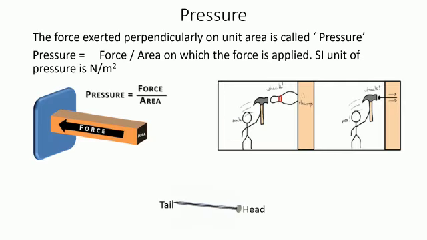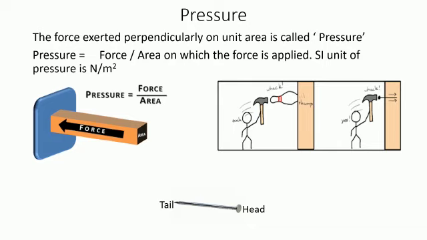Pressure. Pressure is a force applied perpendicular to the surface of an object per unit area. The SI unit of pressure is Newton per meter square. It is also known as Pascal. To understand pressure in a better way, let's do an activity.